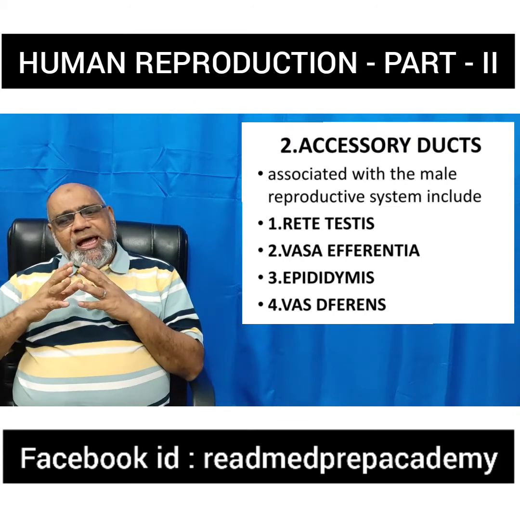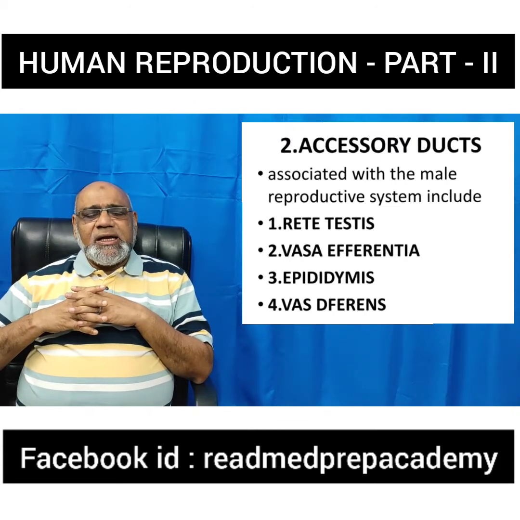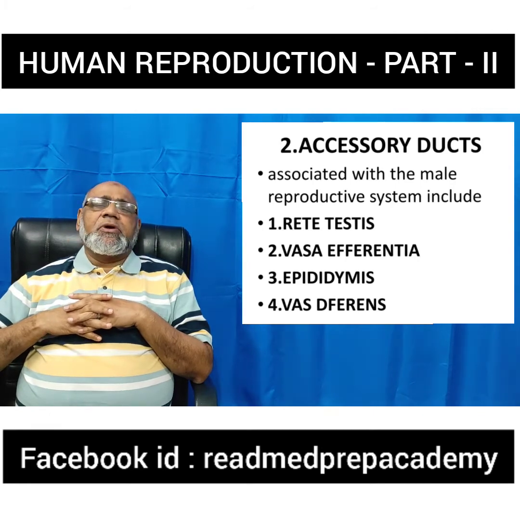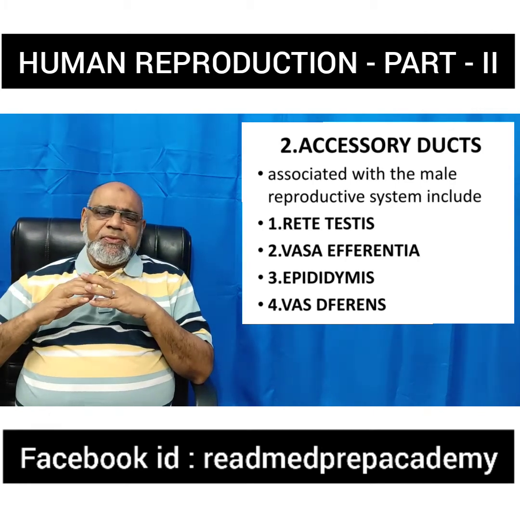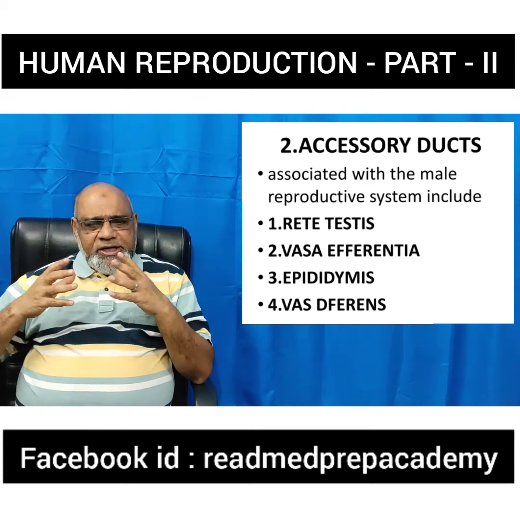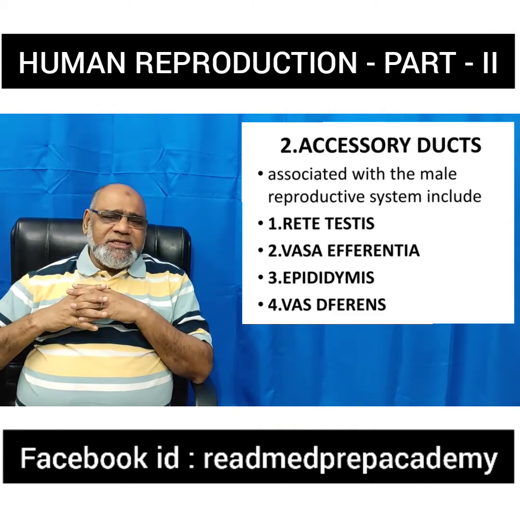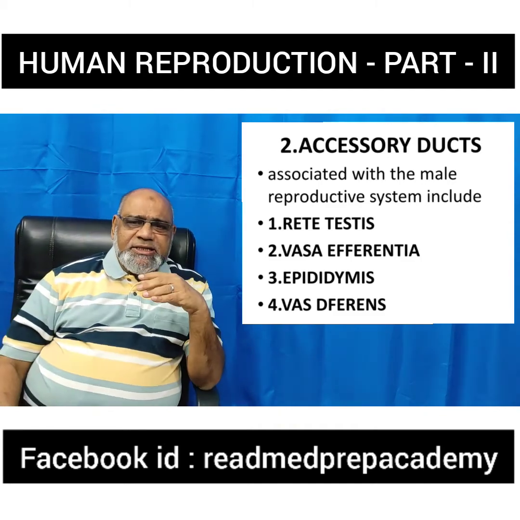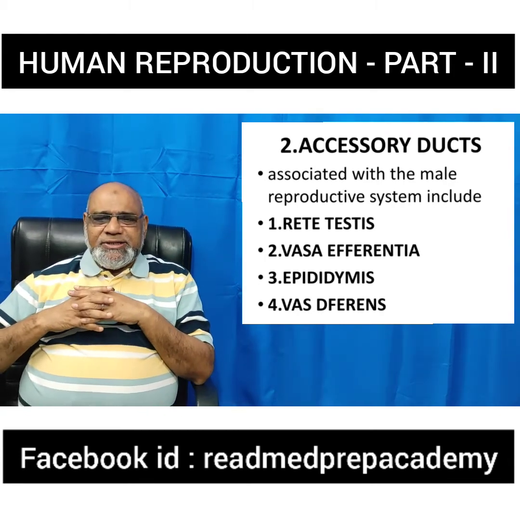Now, going to the accessory ducts. What are the ducts associated with the male reproductive system? One is the rete testis, the other is the vasa efferentia, the other is the epididymis, and the fourth is the vas deferens. Let us discuss one by one. What is this rete testis?